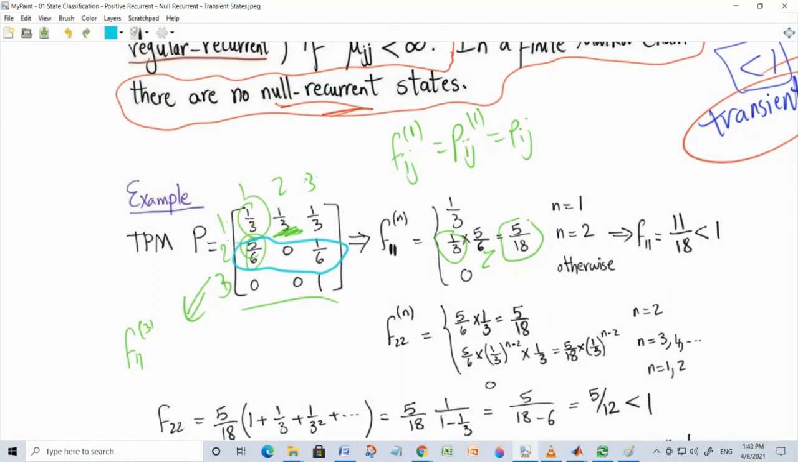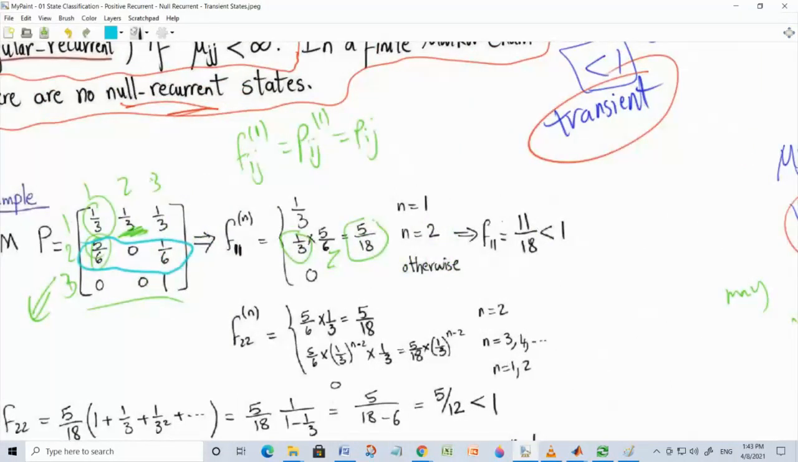So if you start from 1, you can enter into 1 again for the first time, either after just 1 step, via a 1-to-1 transition, or after 2 steps, via a 1 to 2 and then 2 to 1 transition. Nothing else, right? Can you enter into 1 for the first time in 3 steps? How can you do it? There is no way. And so actually F11 of n is equal to 0 if n is greater than or equal to 3.